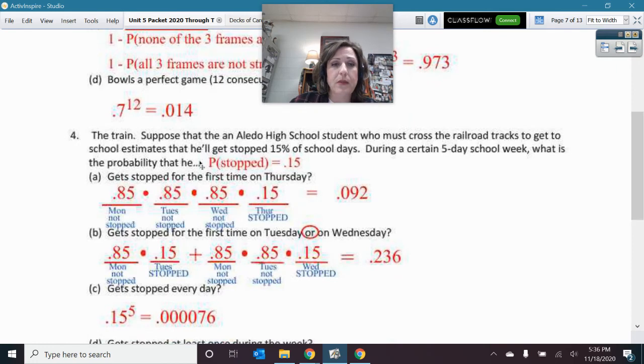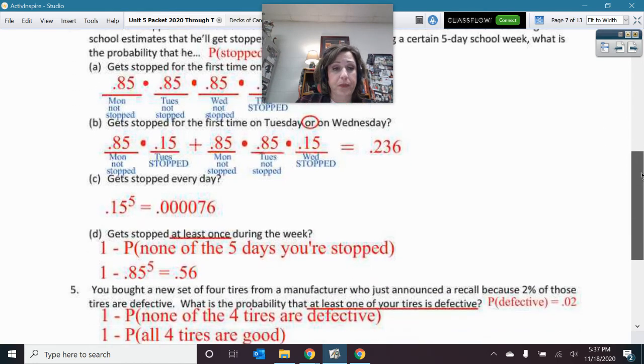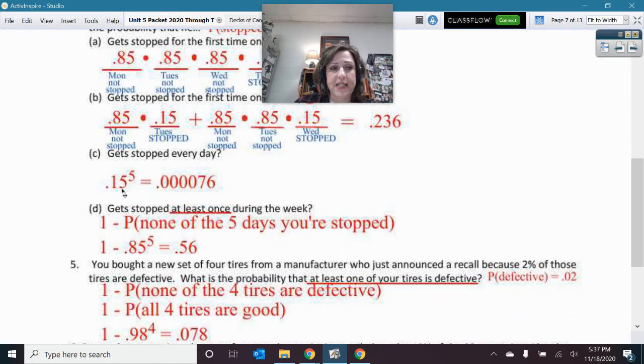And here we have the train. Being stopped is 15%. So not getting stopped until the first time you get stopped is on Thursday. So Monday, Tuesday, Wednesday, not stopped, but Thursday you are. Here is that or situation again. We have this event of being first stopped on Tuesday, or this event of first being stopped on Wednesday. And those two separate occurrences, series of happenings, add together. All right, every single day, all 5 of those days, so stopped Monday, stopped Tuesday, stopped Wednesday, stopped Thursday, stopped Friday, is not really very likely, thank goodness.